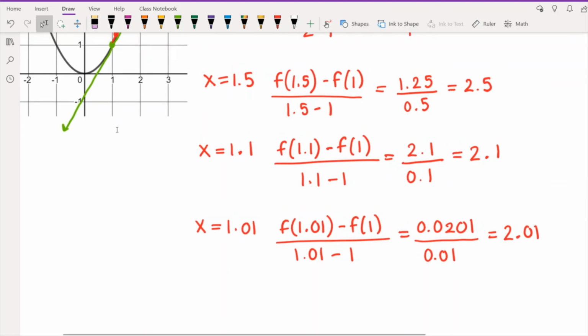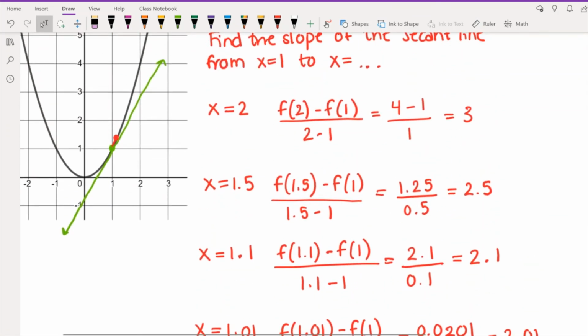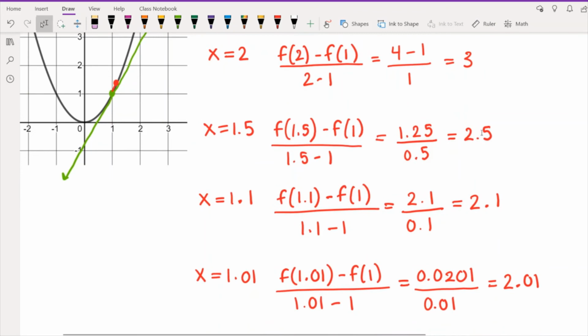So what's happening with these numbers? They are decreasing, right? We started with 3, then we have 2.5, then we have 2.1, 2.01, but they're not just decreasing. It's not like we have 3, 2, 1, 0, -1, right? They're not just getting smaller and smaller. They're specifically flattening out towards a value of 2.